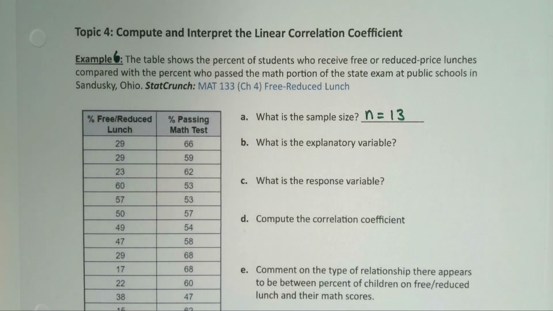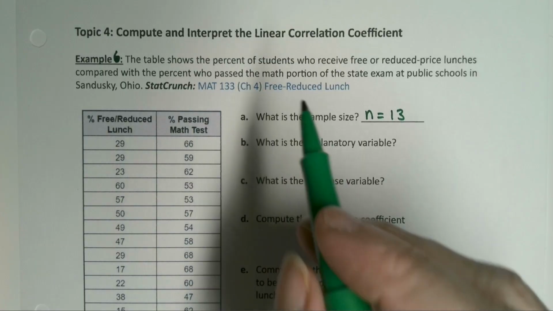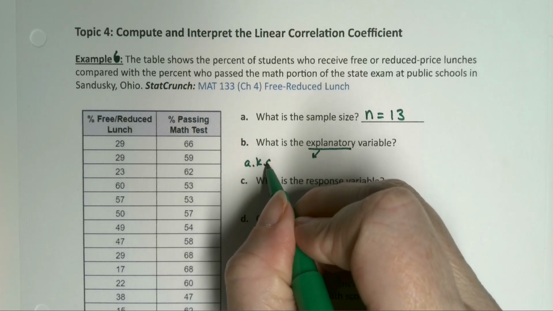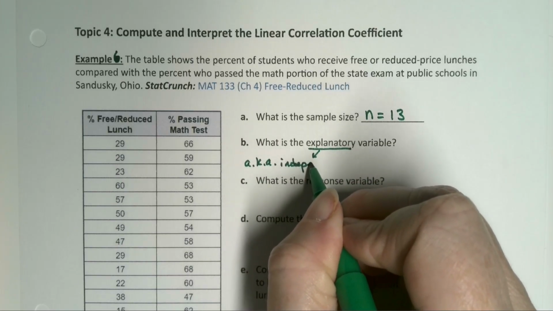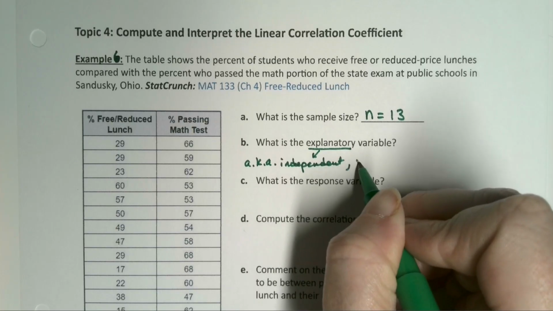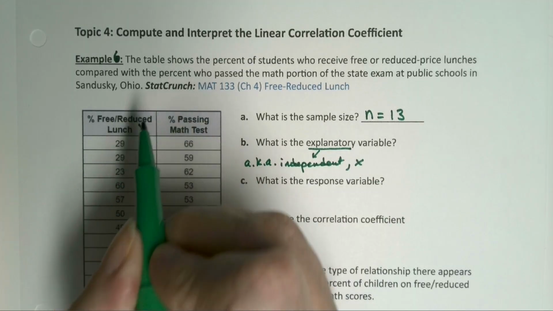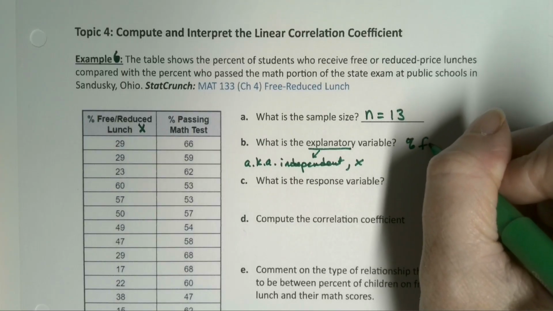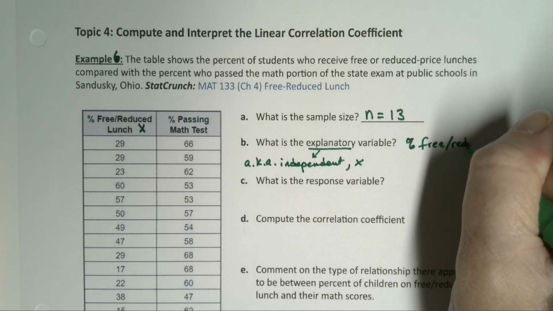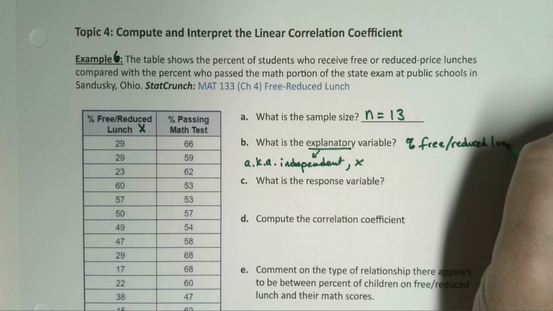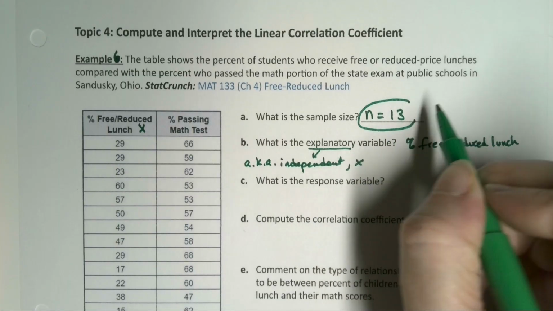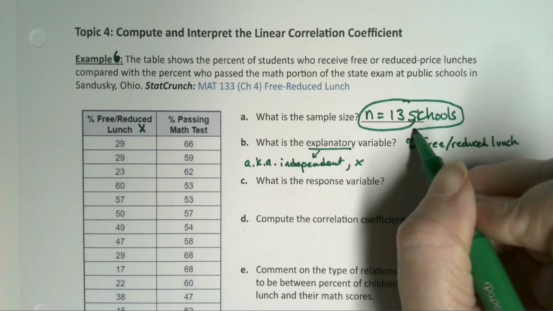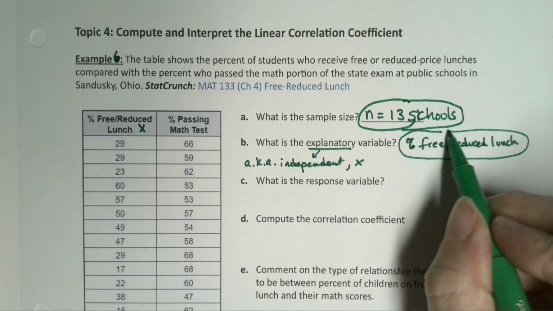Okay, so what is the explanatory variable? Well, the explanatory variable is also known as, just a little reminder, the independent variable, and it's x. So if we look, x is always for us in the left-hand column. So this would be the percent on free or reduced lunch. Oh, and if you're interested, these were schools. Right, they're not students, they're schools. All right, so this is the percent of students on free reduced lunch.